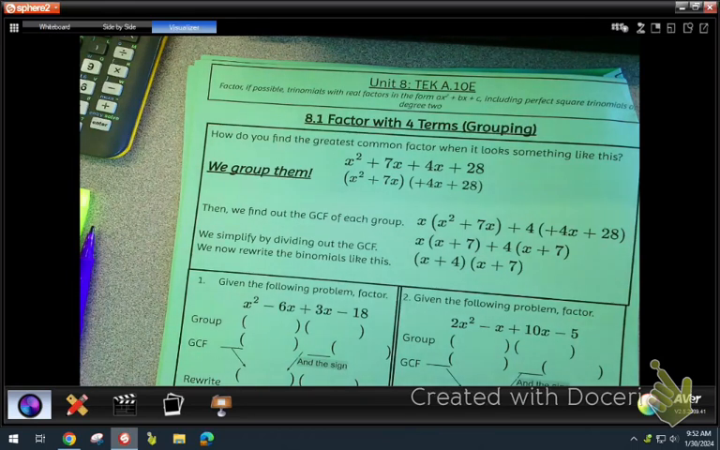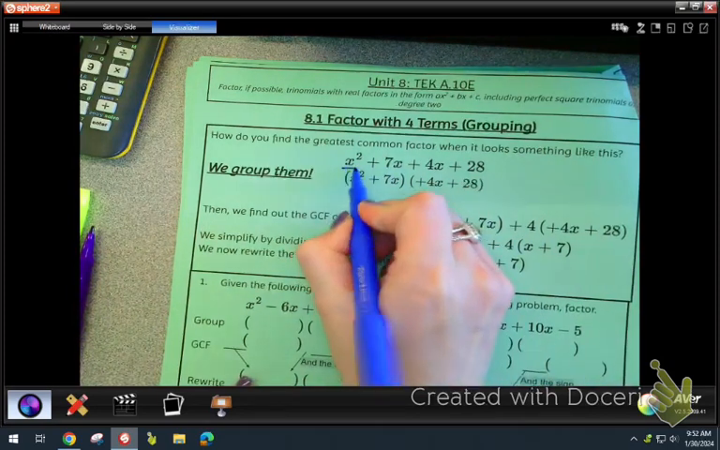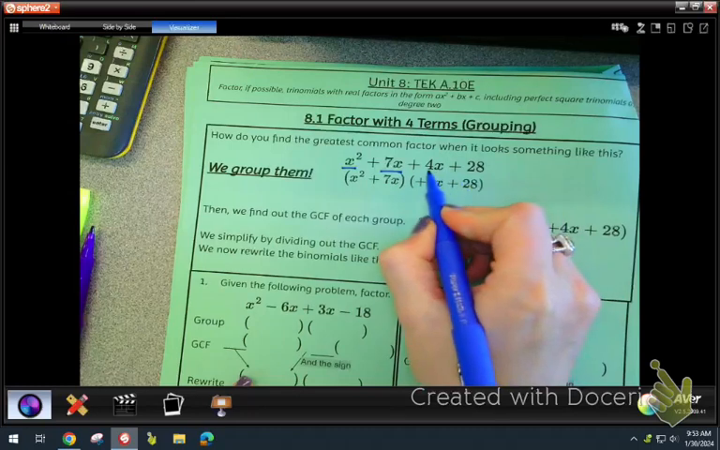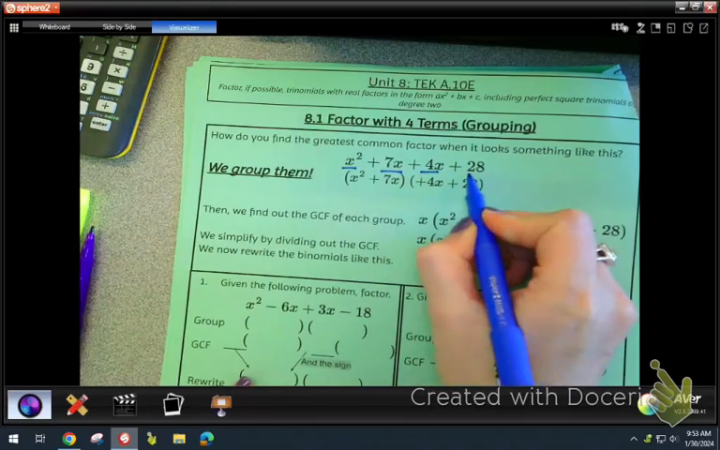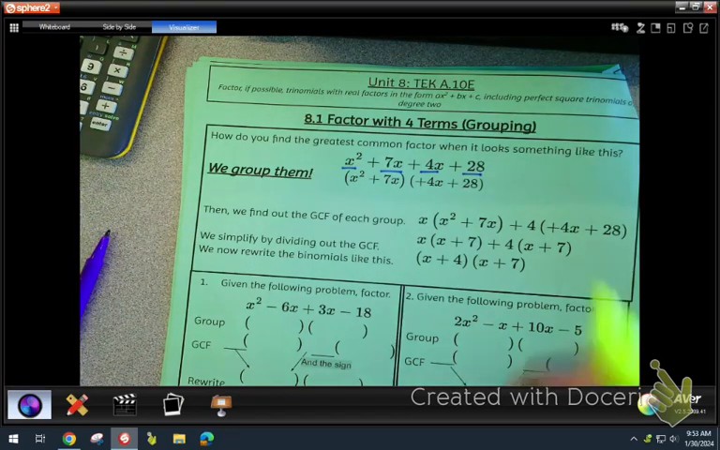So I want you to notice, how many terms do I have on this first example? 1, 2, count with me, 3, 4. 4 terms. So if we have a polynomial that is written in 4 terms, then we can do this process, which is called grouping.